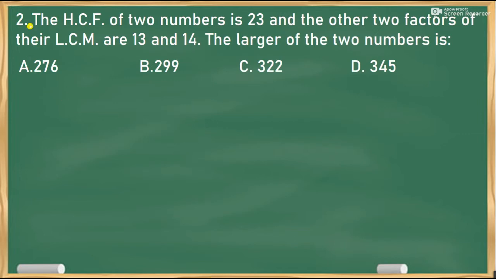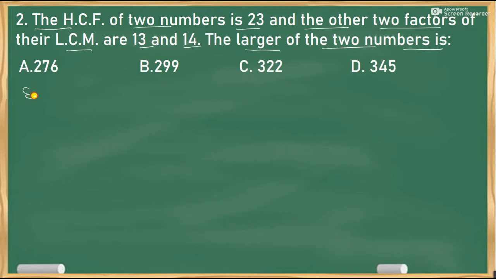So next question. The HCF of two numbers is 23 and the other two factors of their LCM are 13 and 14. The larger of the two numbers is. So here is a small concept. Let us discuss that before solving this question.